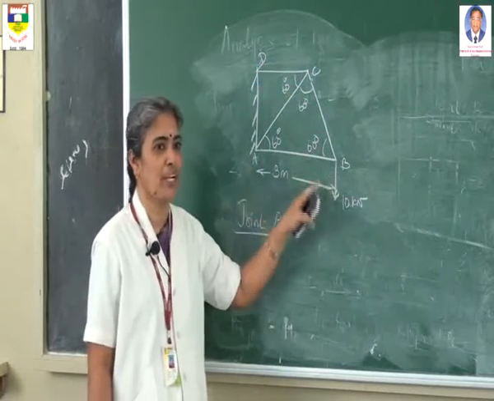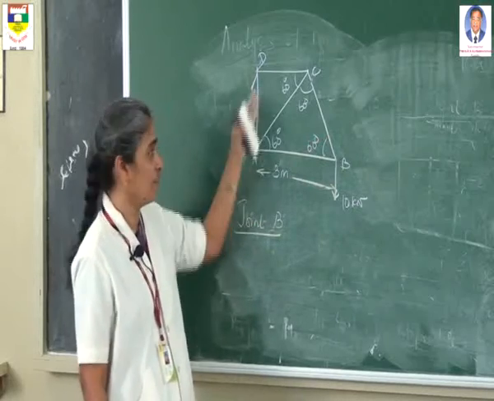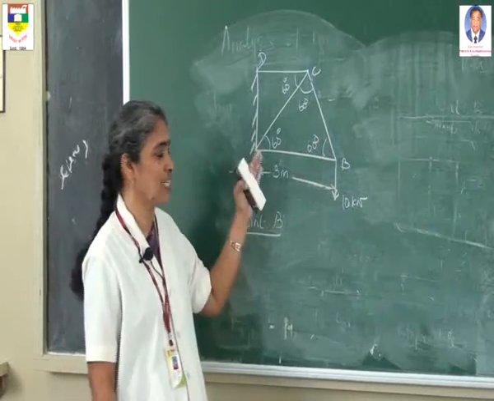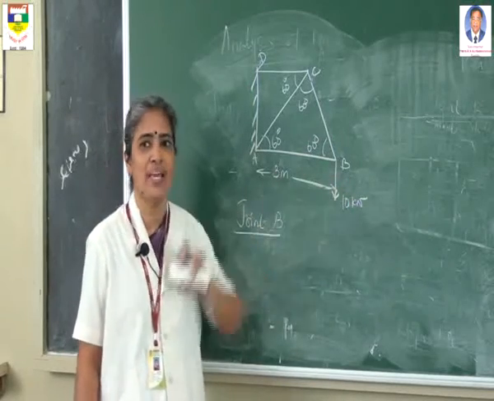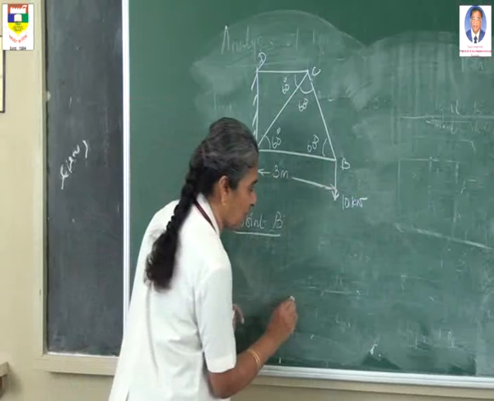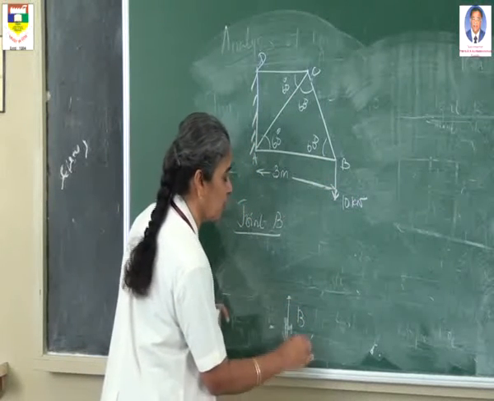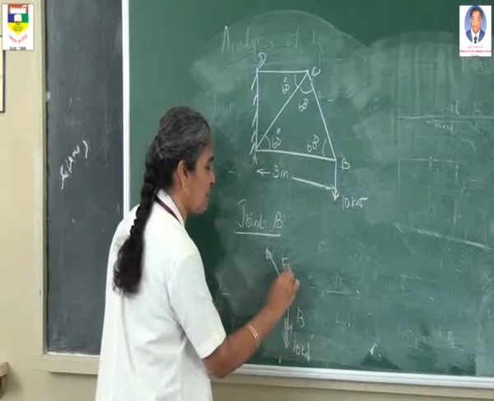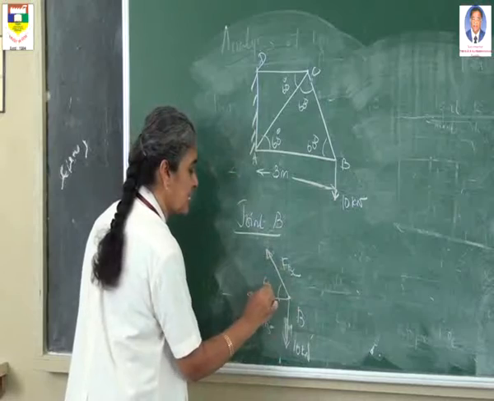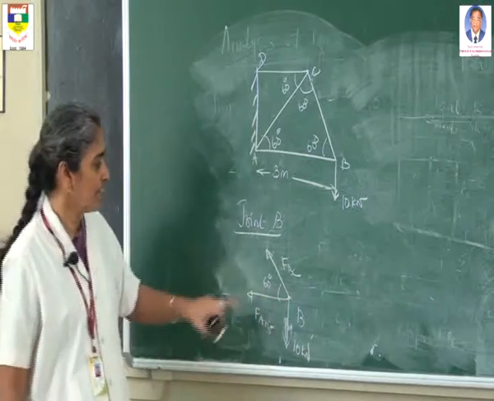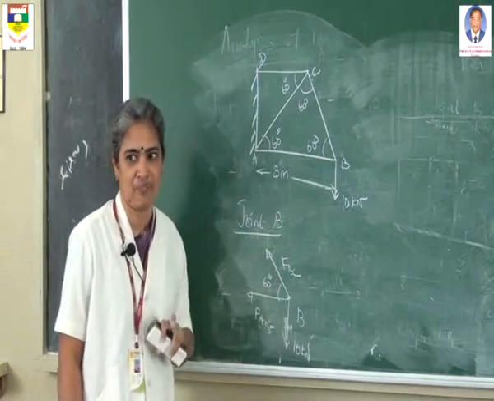So I have to select the joint B. Why I have not selected the joint A? This is like a support, so we do not know the reaction at the support. There is no necessity to find the reaction. Therefore I have to start from the joint B. The joint B is the free end. First you draw the free body diagram of joint B. At the joint B, the load is acting as 10 kilonewton, and this member force is FBC and this member force is FAB, and this angle is 60 degree. So I have considered the joint B where only two members are meeting, FAB and FBC.